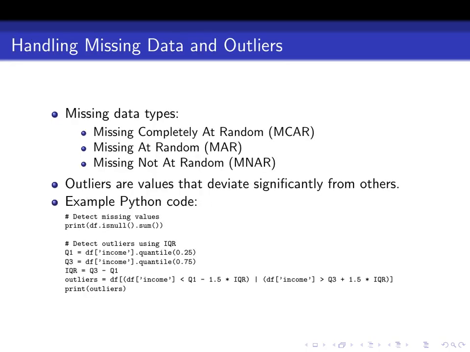Handling missing data and outliers is crucial for a clean dataset. Missing data can occur for various reasons and is categorized as missing completely at random, missing at random, or missing not at random. Outliers, on the other hand, are extreme values that differ significantly from others. The code snippet here demonstrates how to detect missing values and outliers using Pandas and the interquartile range.